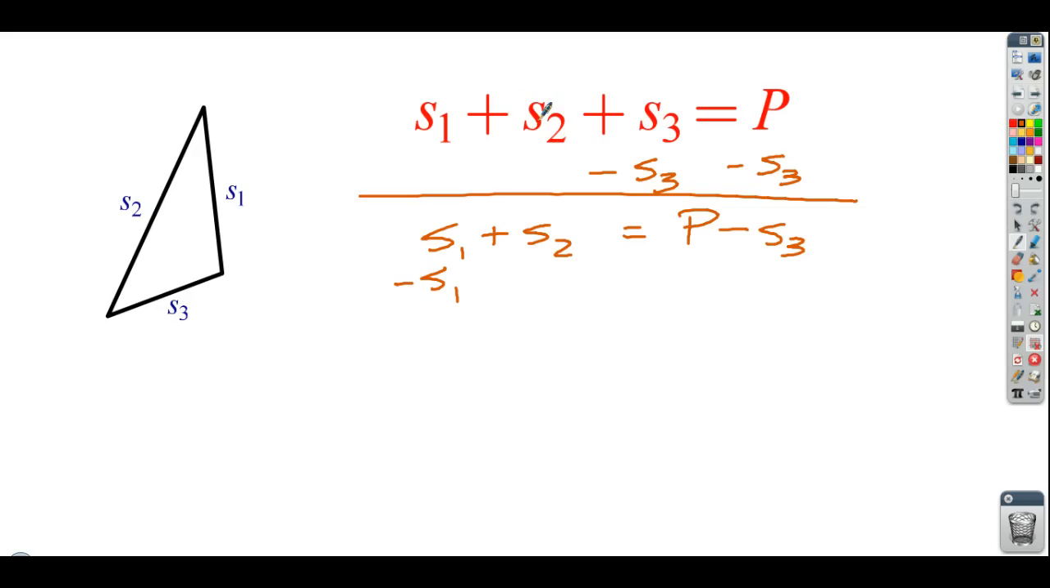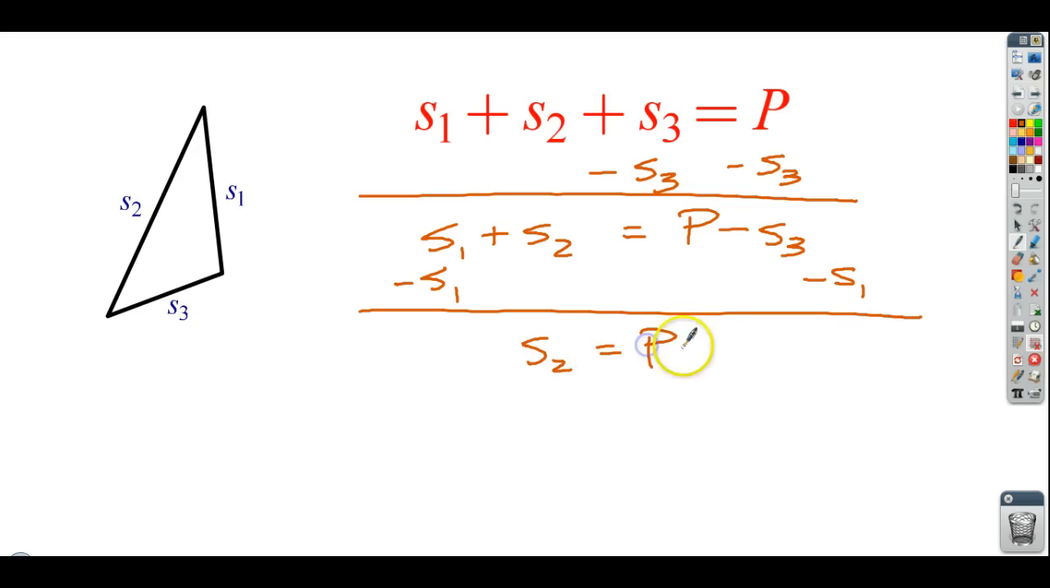Okay, so subtract another S from both sides, and I cannot subtract S3 and S1. I don't know if they're the same or not, so I can't do anything with those. Okay, so in order to find S2, I'm going to take the perimeter and subtract side 3 and subtract side 1.